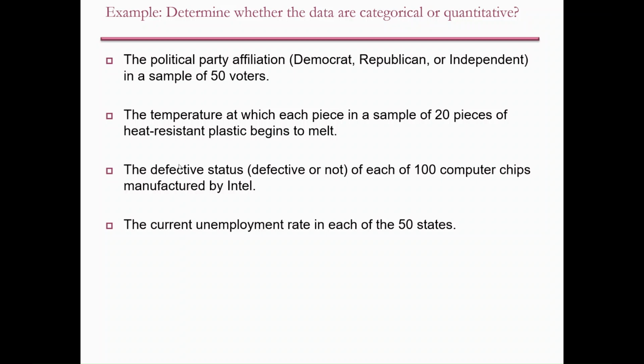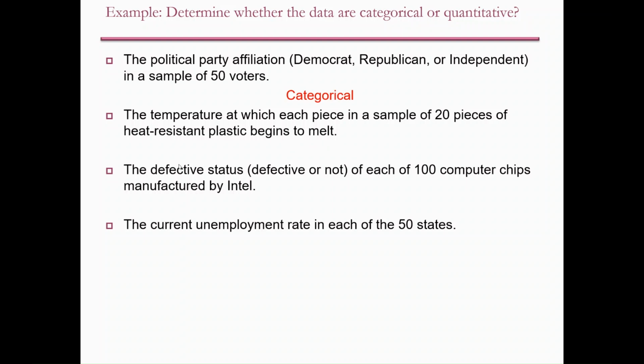We want to determine whether the data in each one of these bullets is categorical or quantitative. The first one says the political party affiliation, Democrat, Republican, or Independent, in a sample of 50 voters. These are just categories. We can't average political parties and get something meaningful. And again, if you want to say qualitative instead of categorical, that's perfectly fine.